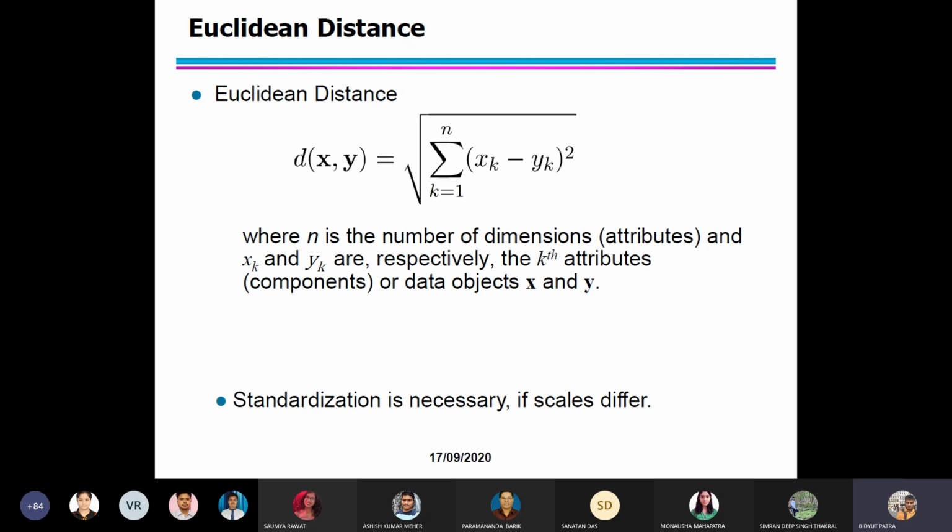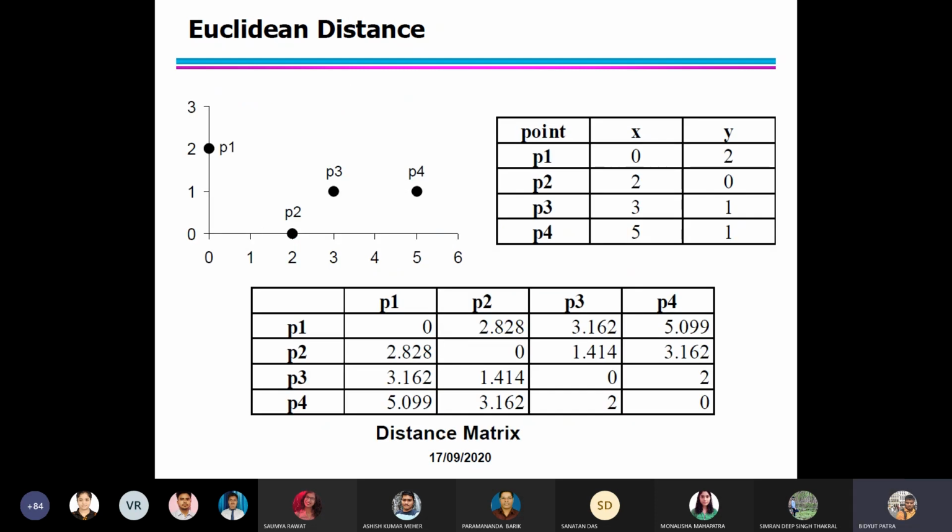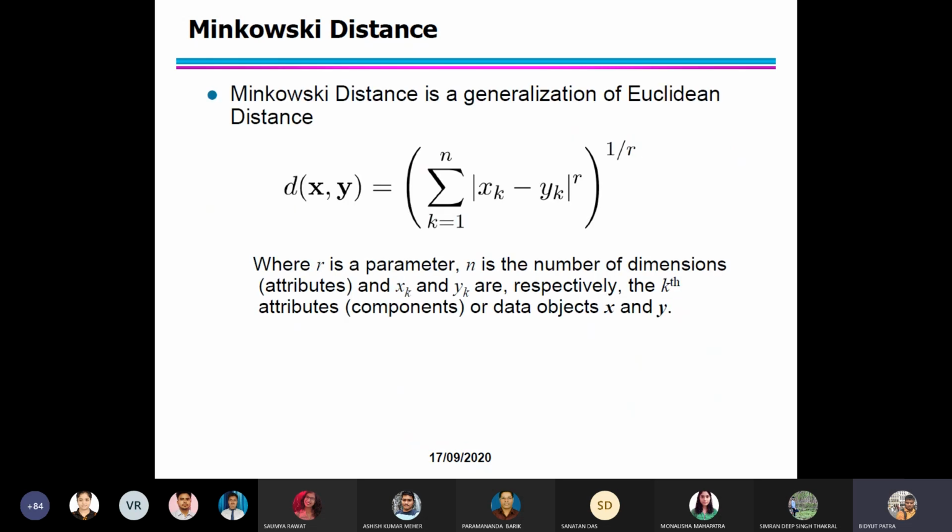So you need to do the scaling before applying the Euclidean distance many of the times, though not always. If all attribute values range almost from 0 to 10, or all values lie within a specified range, then obviously there is no need for scaling. Otherwise, people generally go for scaling. So this is one example of Euclidean distance. I think I can skip it simply.